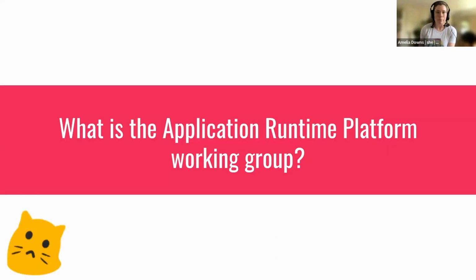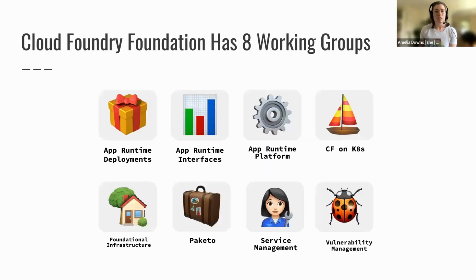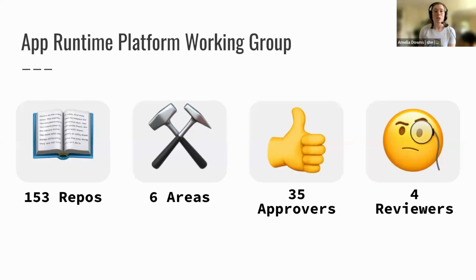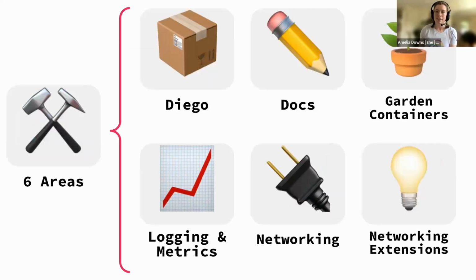So what is the Application Runtime Platform Working Group? Well, Cloud Foundry, the foundation, has 8 working groups. And this one, the App Runtime Platform, that's the one that I'm a tech lead for, which is what we'll be discussing today. So this working group has a whopping 153 repos. These repos are split into 6 areas. And amongst these areas, we have 35 unique approvers and 4 reviewers. Our 6 areas are, maybe you've heard of some of them, Diego, docs, guarding containers, logging and metrics, networking, and networking extensions.